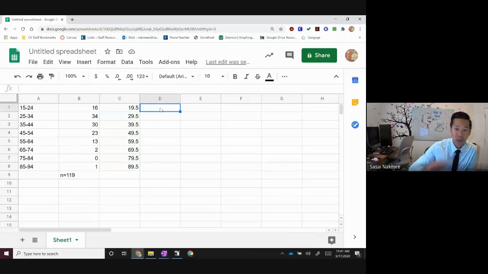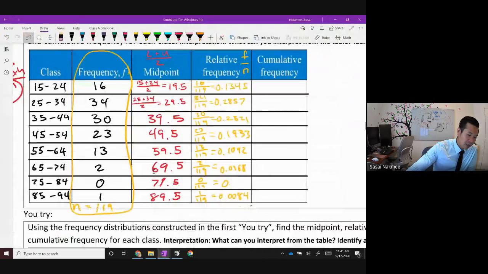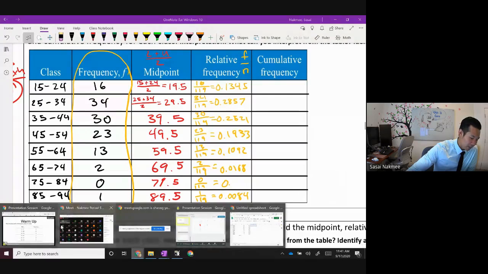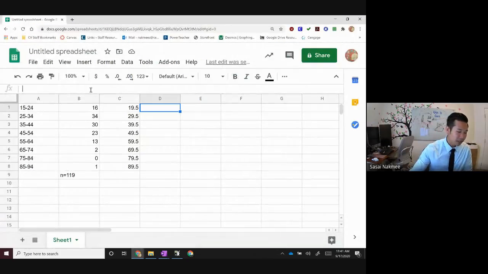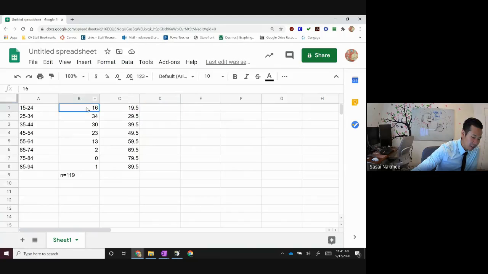This next chart was the relative frequency, right? The relative frequency was whatever number you had in your frequency divided by your total. So check this out. You ready? Let me get to there. So in D, I need it to equal the number that's in this cell.